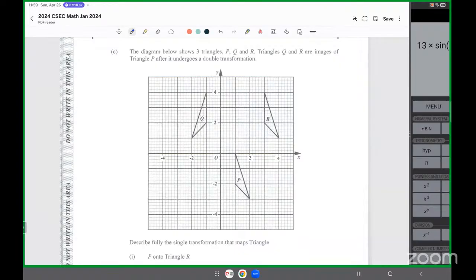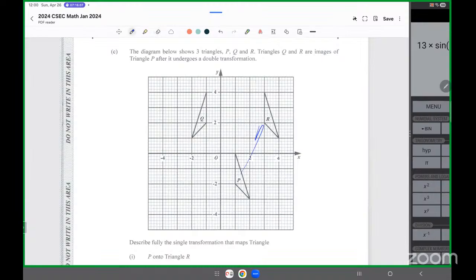So P goes to Q first and then to R. We're going in alphabetical order. After a double transformation, it says describe fully the single transformation that maps P to R. So it's P to R first, this to this.